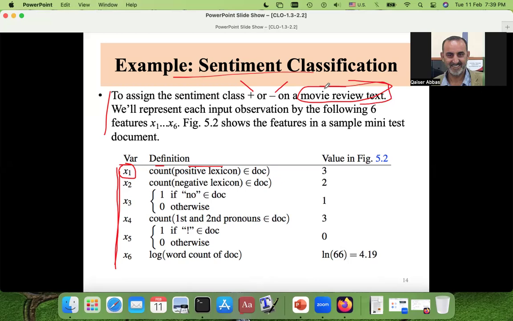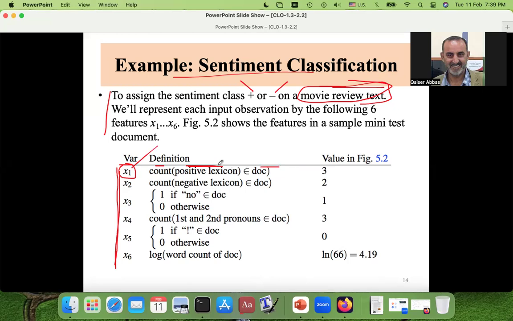So if you have seen a movie on Netflix, normally people also give their feedback there. That feedback is called review text. Now our first feature: we will see in this review text, which we are calling the document, whether we have a positive lexicon. Positive lexicon means positive words, for example, good.